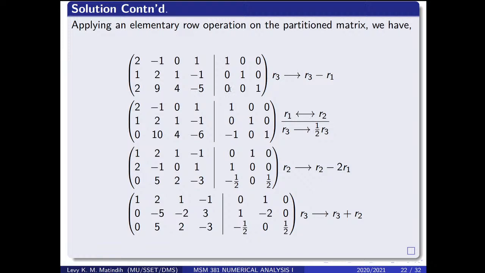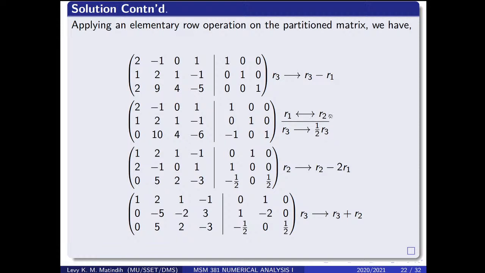At the same time, we go to the right hand side of the partition. 0 minus 1 to give us negative 1, 0 minus 0 to give us 0, 1 minus 0 to give us 1. So we have applied the same elementary row operation on this partition simultaneously on the right hand side and the left hand side of this partition simultaneously.